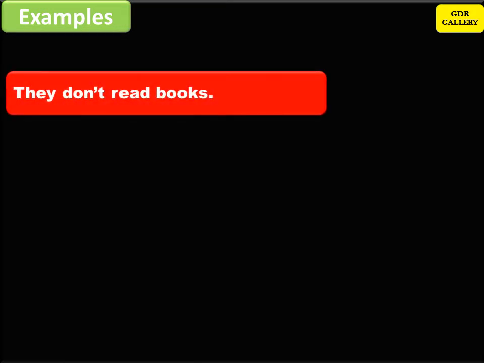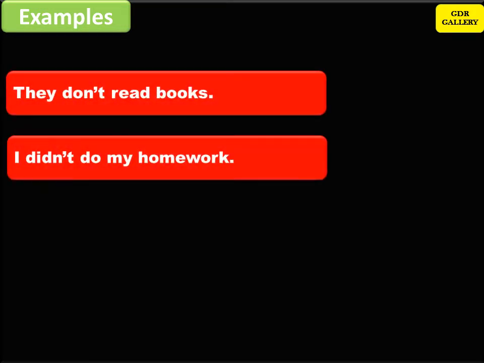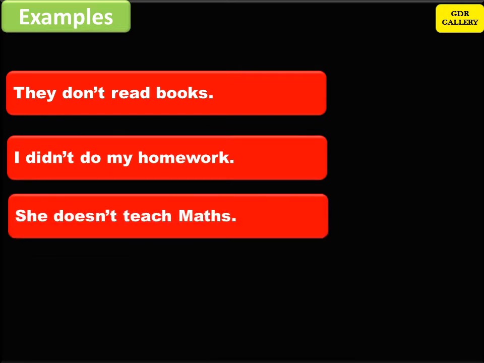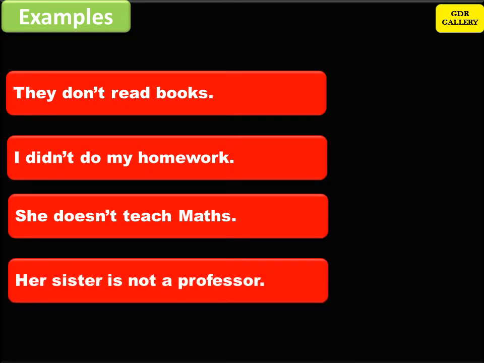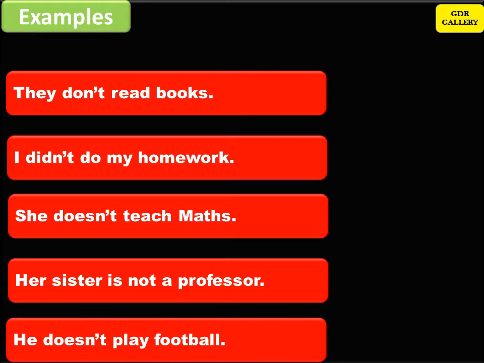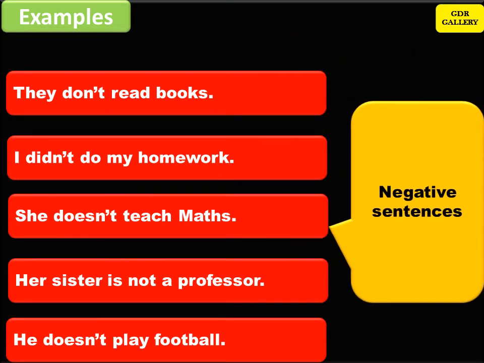Now, let's see some examples of negative sentences. They don't read books. I didn't do my homework. She doesn't teach maths. Her sister is not a professor. He doesn't play football. All these statements are negative. As you can see, every statement contains not. Hence, such statements you call them as negative sentences. Remember, a full stop is placed at the end of an assertive sentence.